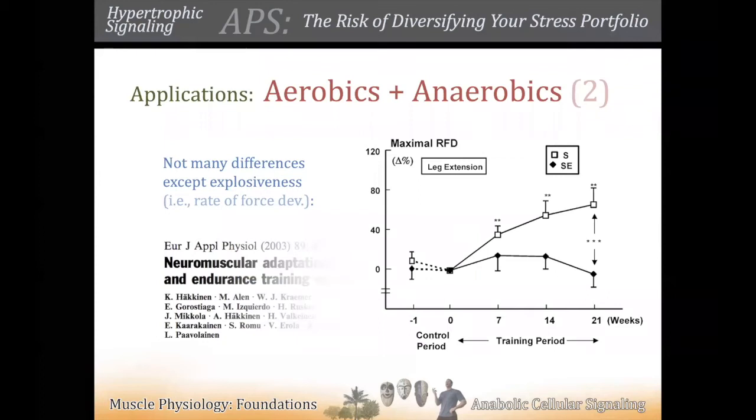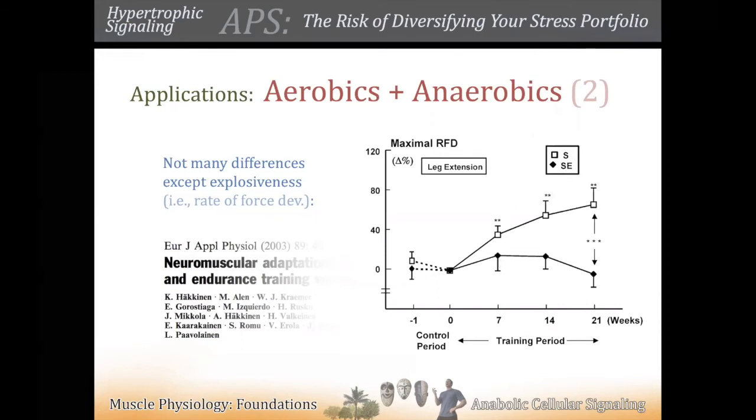This is a baseball pitch, a shot put. Throw, right, putting the shot. This is a vertical jump. This is sprint speed. So, rate of maximal force development. The strength-only group is better, right?